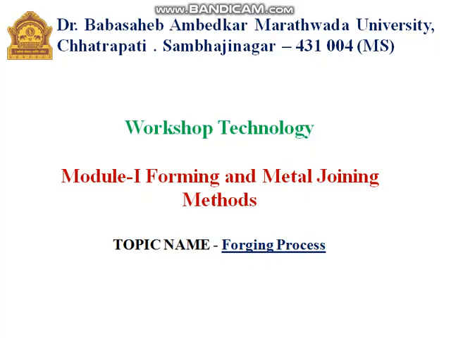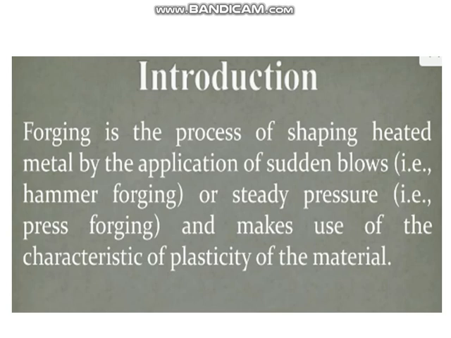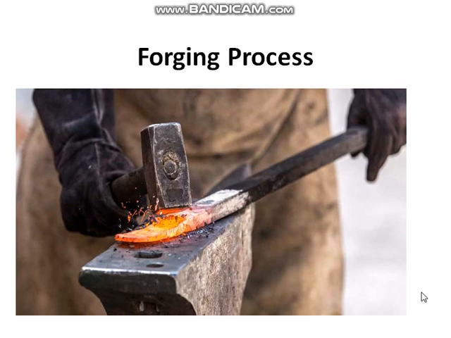In our workshop technology subject, Module 1, Forming and Metal Joining Methods, today's topic is the forging process. Forging is a process of shaping heated metal by the application of sudden blows, for example hammer forging, or steady pressure, for example press forging, and makes use of the plasticity characteristics of the material. It's the introduction to the forging process.